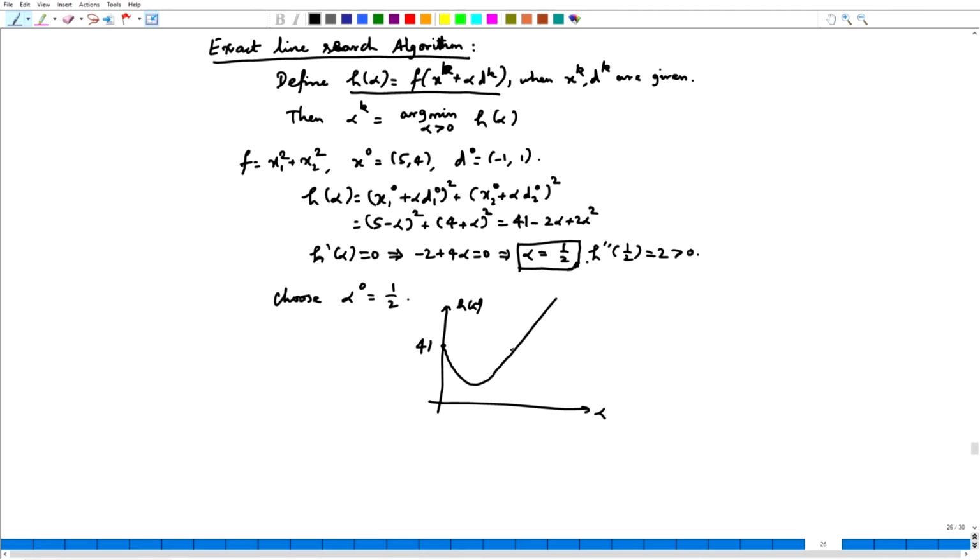Okay. So, this is roughly 1, yeah, this is alpha equal to 1 where you get 41 again. So, when you put alpha equal to 1 you get 41 again, right, and this is alpha equal to half. Okay. So, this is where h of alpha is minimized. Okay. So, that is the reason this algorithm is actually called the exact line search algorithm, right. The search for alpha is exact, okay.